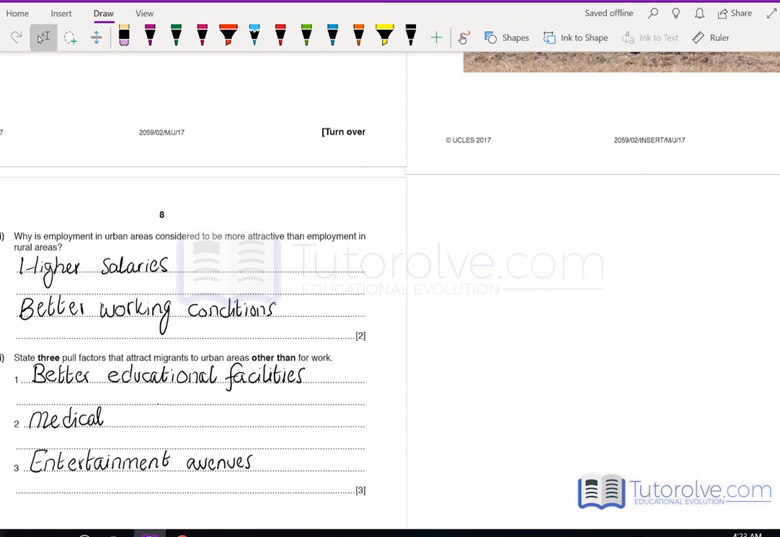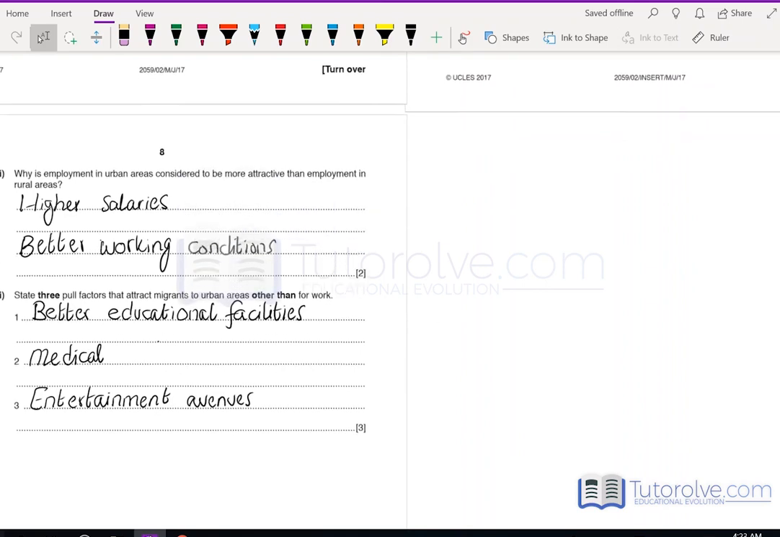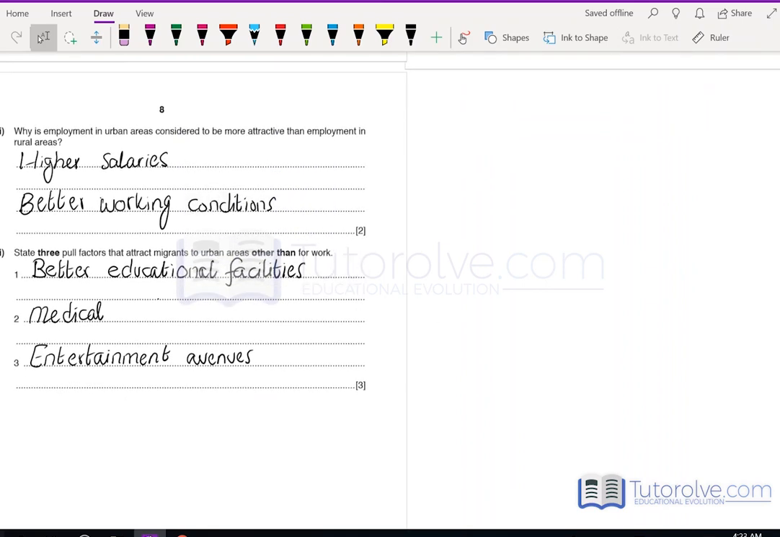State three pull factors that attract migrants to urban areas other than for work. So you have to talk about pull factors other than work. Do not focus on why working there is better, but talk about other points of view, such as there are good schools available, a lot of educational facilities, which is an incentive for people with families to go to urban areas so that their children can go to better schools.